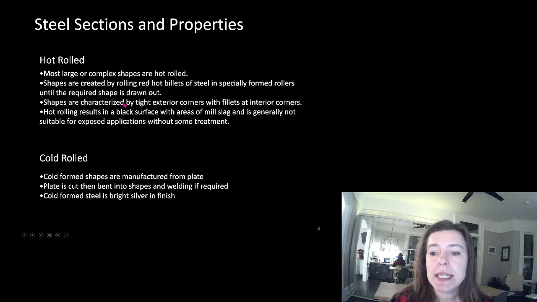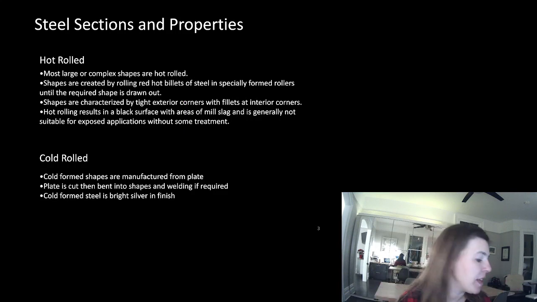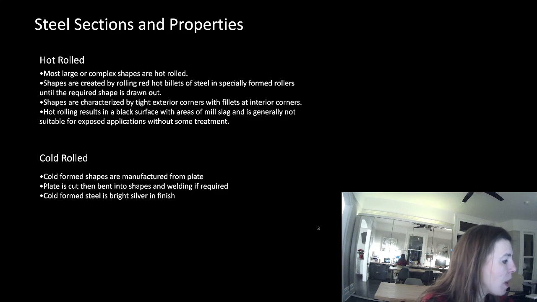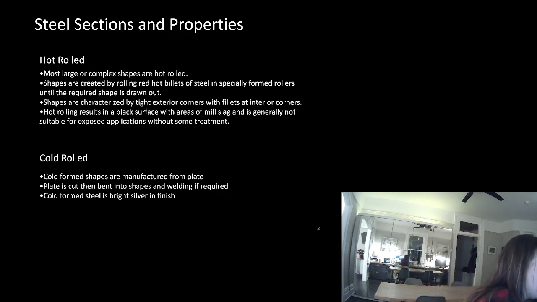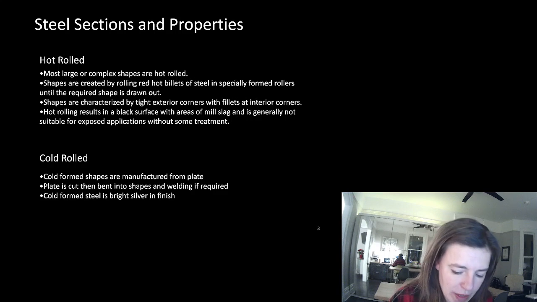So you can usually tell them: they have tight, sharp corners at exterior bits, but there's fillets or rounded corners on all the interior sections. So what does that look like? Let me get a piece of this paper for a second. So I'm going to draw what I mean there.